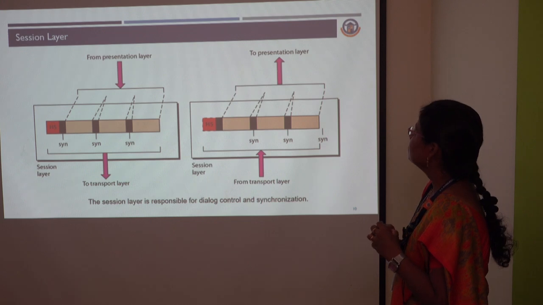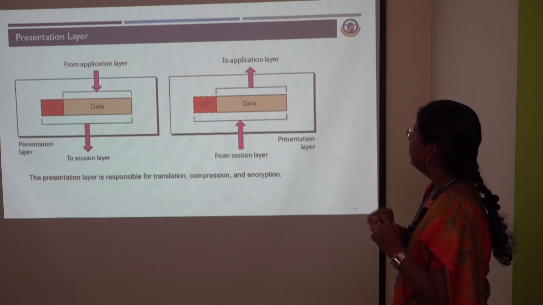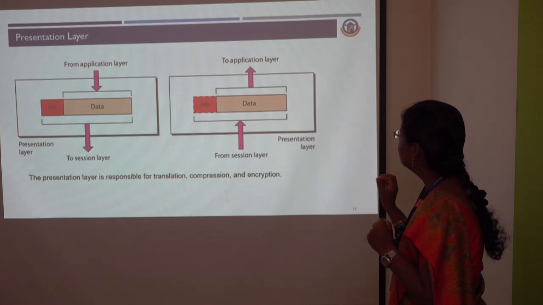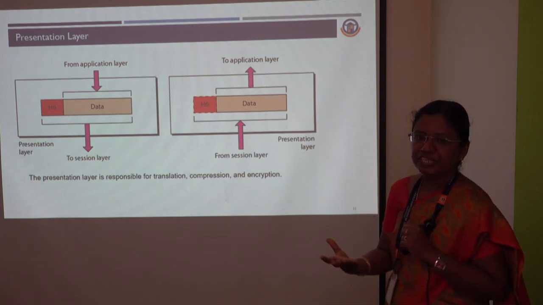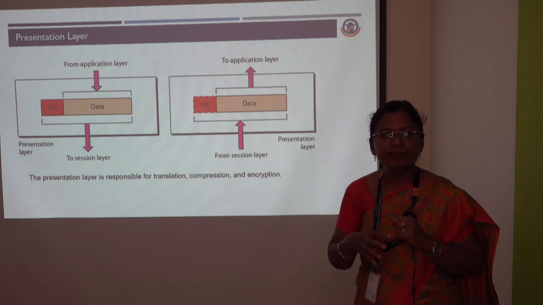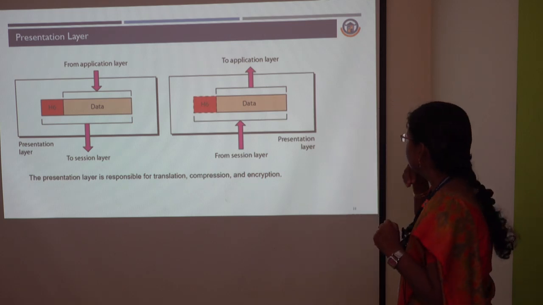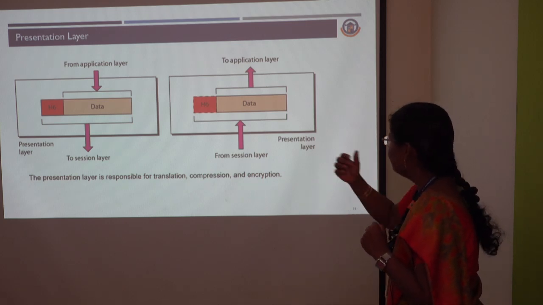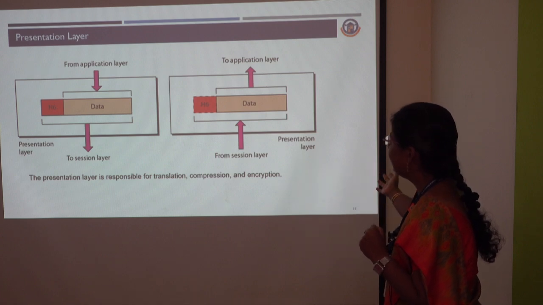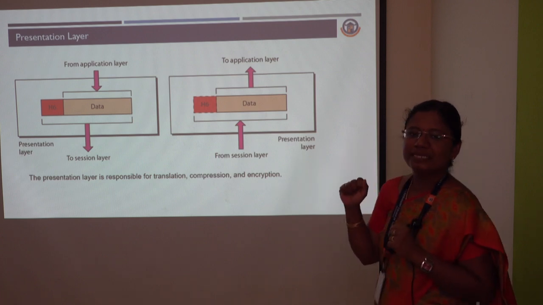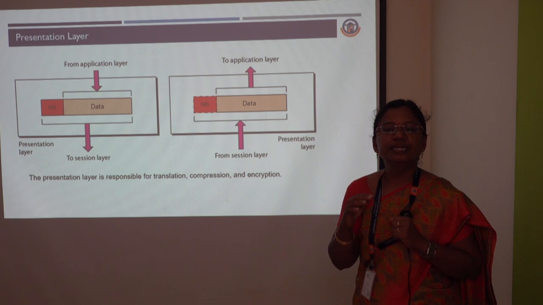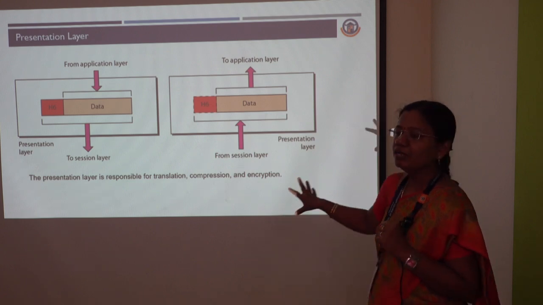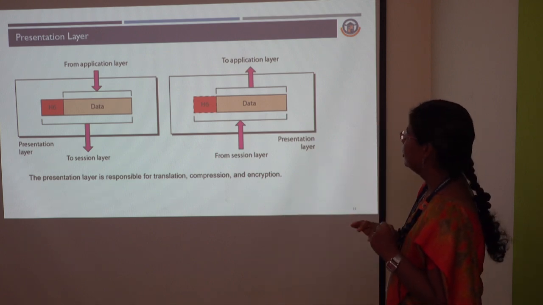The next layer is the presentation layer. This layer is responsible for translating the messages, compressing the message, and encrypting the message. It is used for compression, translation, encryption, and decryption. The main aim of the presentation layer is security and privacy. We are using this presentation layer for that purpose.